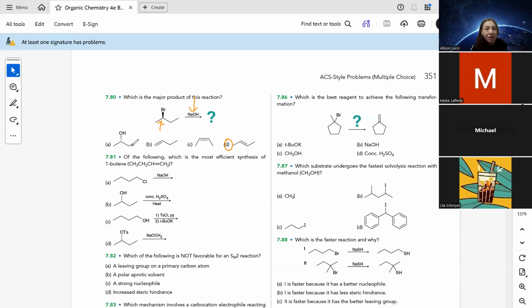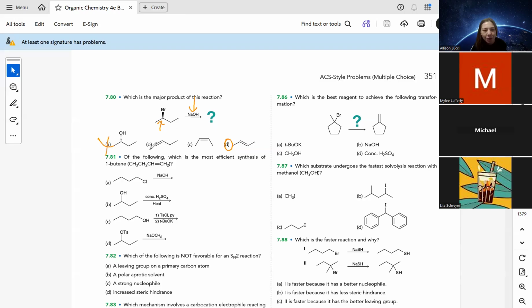So A shows the substitution product, which is going to be the major product for a primary substrate, but a minor product for a secondary substrate. Hopefully these words sound familiar from Orgo 1 to you, because we'll still see some of these reactions in synthesis. So that's why A is wrong, because it's the minor product.